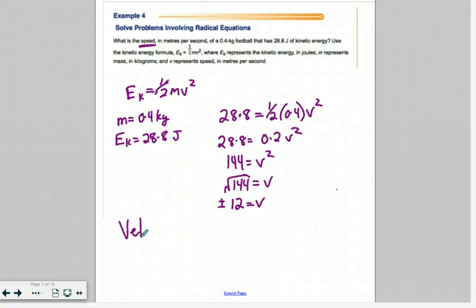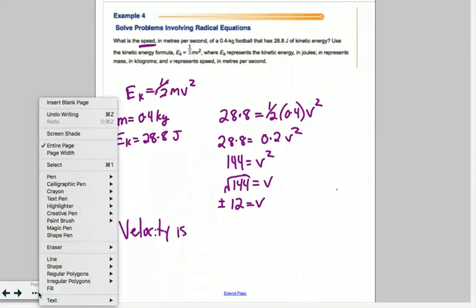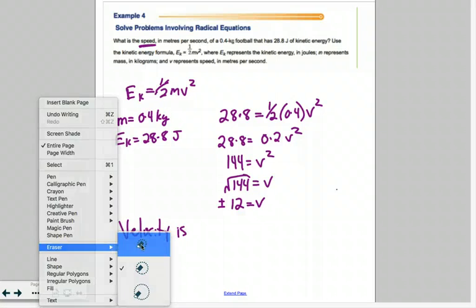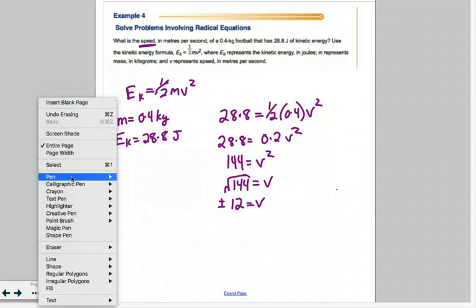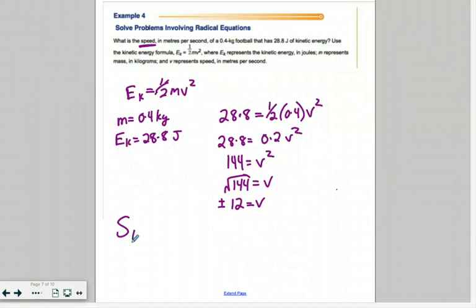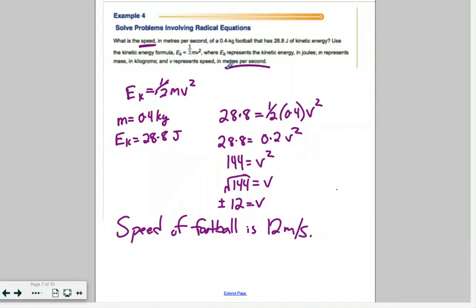So really, we know that the velocity is positive, which we'll actually not call velocity anymore. We'll call it speed, because we're now talking speed. So the speed of this football is 12 meters per second. And they've given us those units to use. Okay, so we're just again rearranging and solving an equation that does involve radicals, because we have to isolate the variable by square rooting something.